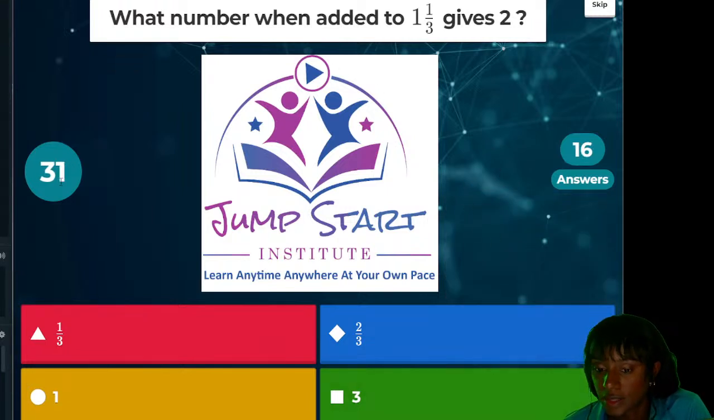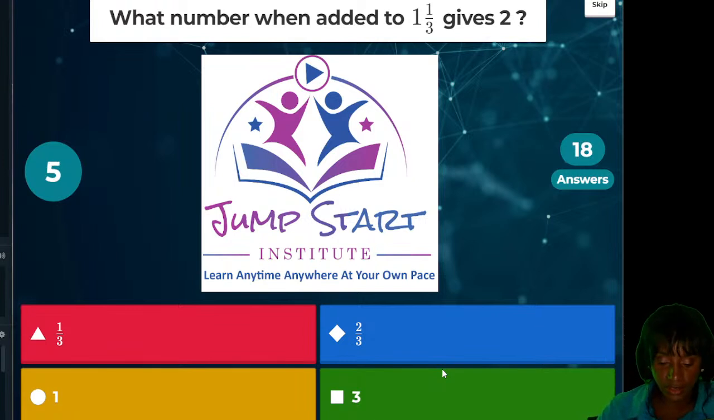We have 30-something seconds remaining. Remember the 1 in the mixed number is already a whole. That's 1 whole. We are trying to get to 2 wholes. So what are we missing? Are we missing a third? Are we missing 2/3? Are we missing another whole? Or are we missing 3 wholes? We have 12 more seconds remaining here. 8, 7, 6, 5, 4, 3, 2, 1.